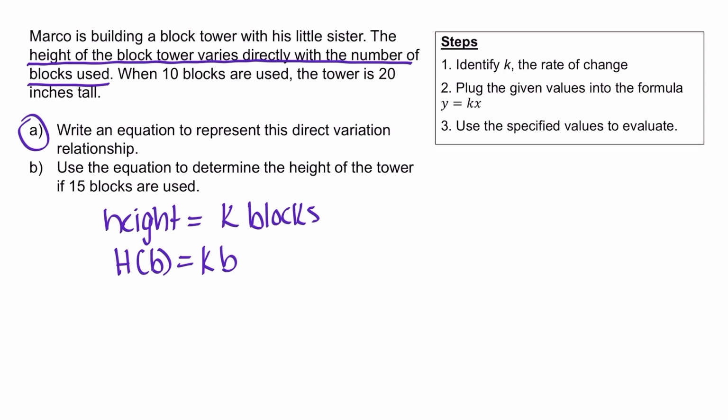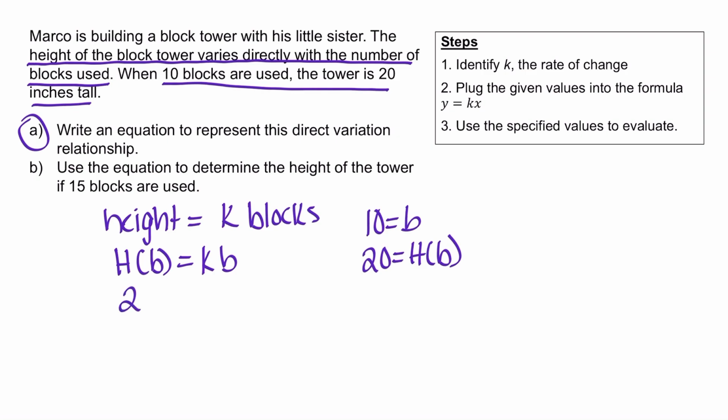Well, now I need to figure out the value of K. It doesn't really tell me that I have a rate of change in this problem. It just gives me an example, right? It says when 10 blocks are used, the tower is 20 inches tall. Well, since I have this equation, I can use that to figure this out. 10 blocks is telling me that 10 equals B. 20 inches tall is telling me that 20 is the value of H of B. So I can plug into my equation that I wrote and figure out the value of K.